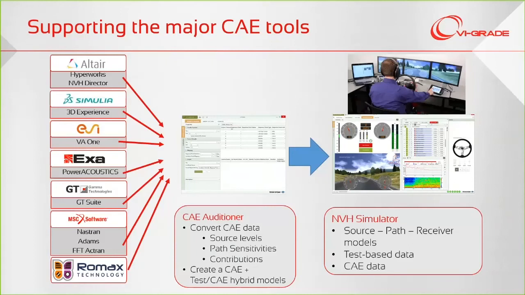For some data, we need to convert that. We get punch files, or we get some other format of data, and we take it through what we call our CAE auditioner software to transform that into something the simulator can use. And that can be source levels, it can be path sensitivities, it can be contributions to the driver's ear. Doesn't really matter. We can use all those types of data. Other types of data we can bring right into the simulator directly. So just depending on the specific simulation you're doing, we have different routes to bring that into the simulator.